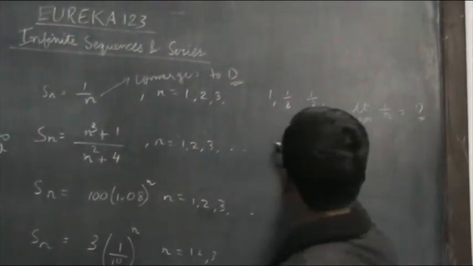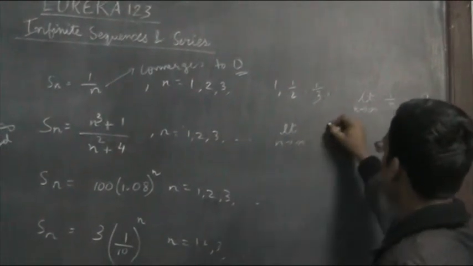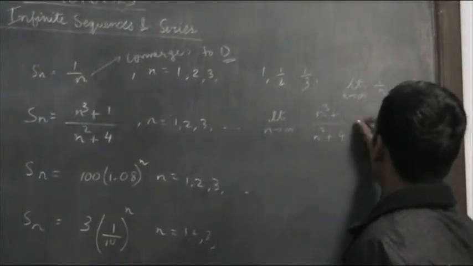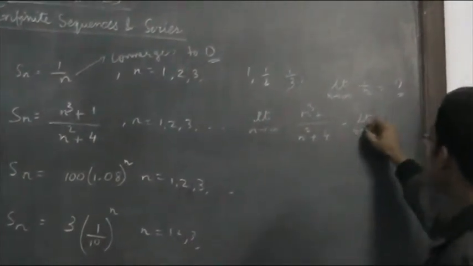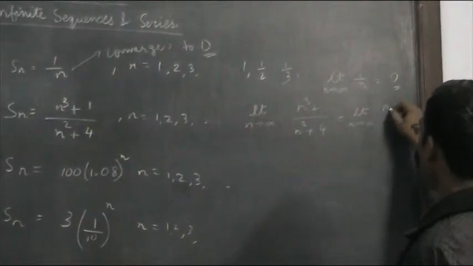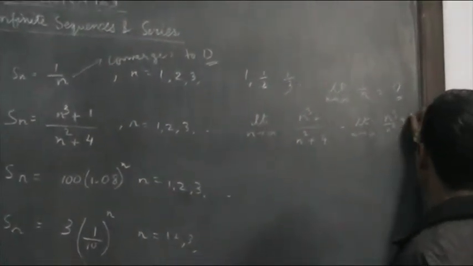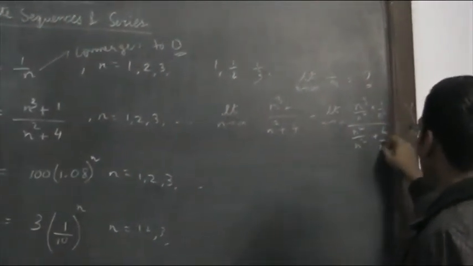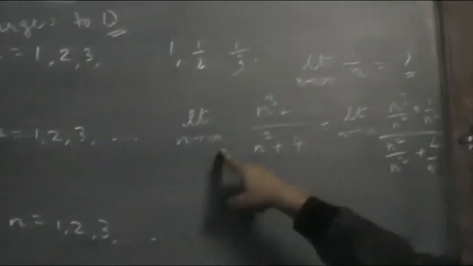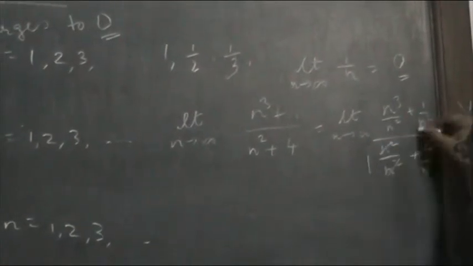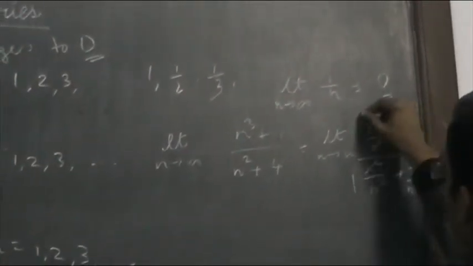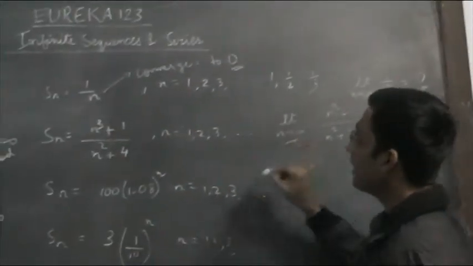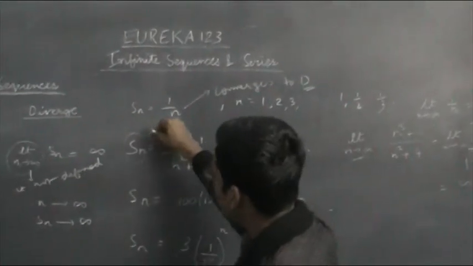If we take limit n tends to infinity, (n cube plus 1) by (n square plus 4), we divide both the numerator and the denominator by n square, so we get n cube by n square plus 1 by n square divided by n square by n square plus 4 by n square. This tends to 0 as n is tending to infinity, this is 1, this is tending to 0 and this is n. So it comes out to be n, therefore this is infinity. Hence the limit is not defined and we say that this sequence diverges.